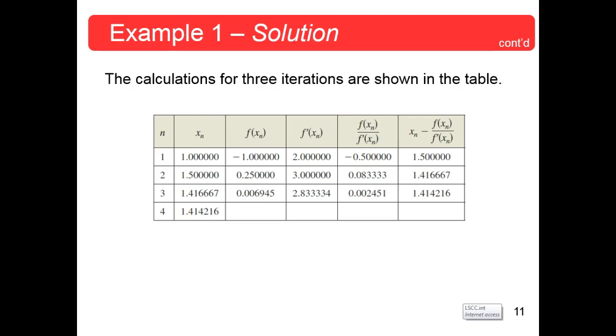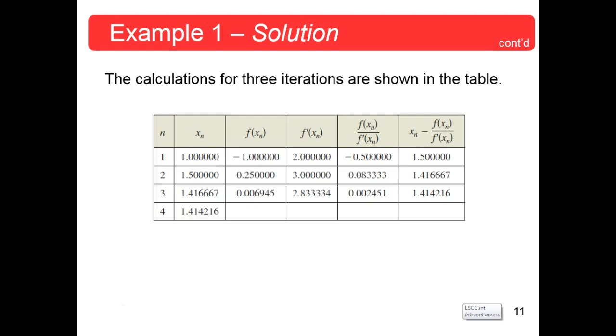it's 1.41666666, it goes on forever. Leaving that on your calculator, plug that into x sub n, and plug that in here, which would be that number squared minus 2 divided by 2 times that number, and that division gives you this, subtracted from this gives you 1.414216.